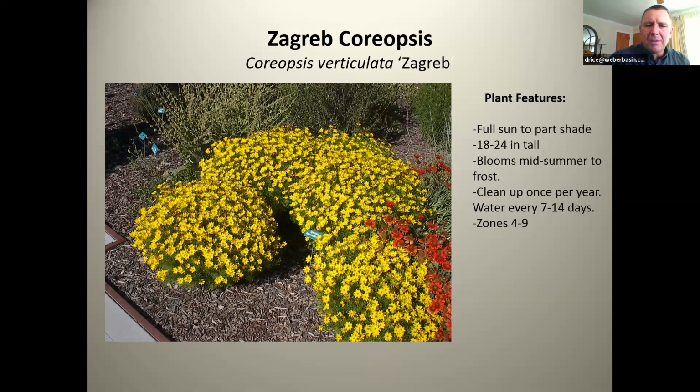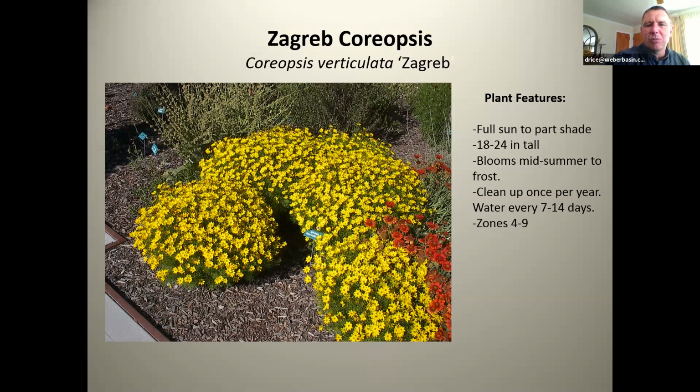Coreopsis is a great little mounding plant with blooms from midsummer to frost once it starts. Easy cleanup once a year. You're watering these only once a week to every 2 weeks, depending on the soils, depending on your conditions. In our learning garden, there were times we'd be watering these twice a week, and they're fine. They tolerate that. But if you can only get water to them once a week, they'll usually do quite fine.